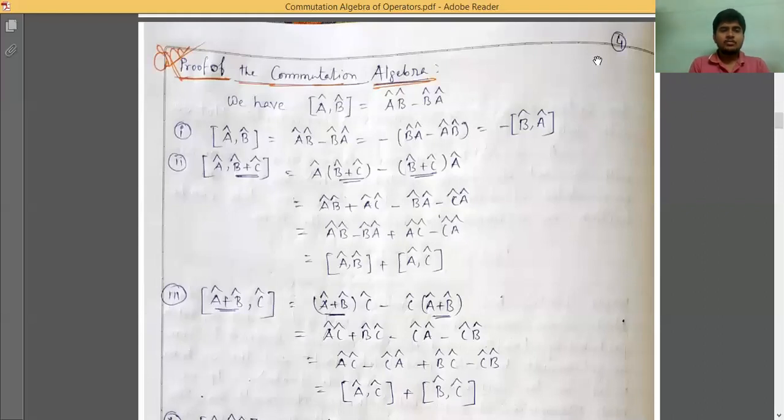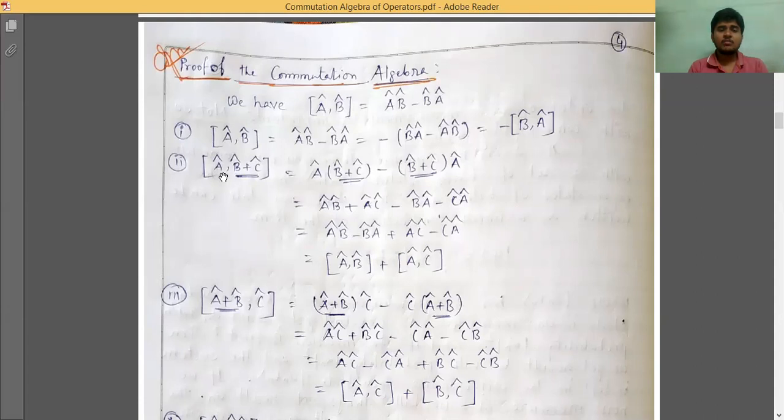So coming back to our commutation algebra, as you have already seen, we have 6 types of different mathematical equations I have already written. These are the basic fundamental rules for commutation of different operators. Now you can see the first one, that is [a, b] = ab minus ba, that is the commutator. So this is equal to, taking the minus sign common outside, minus of (ba minus ab), and you will get minus [b, a].